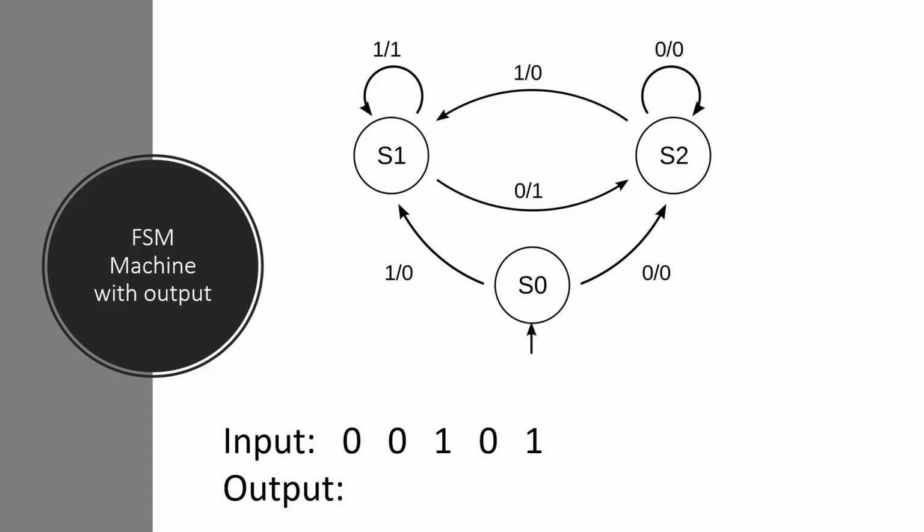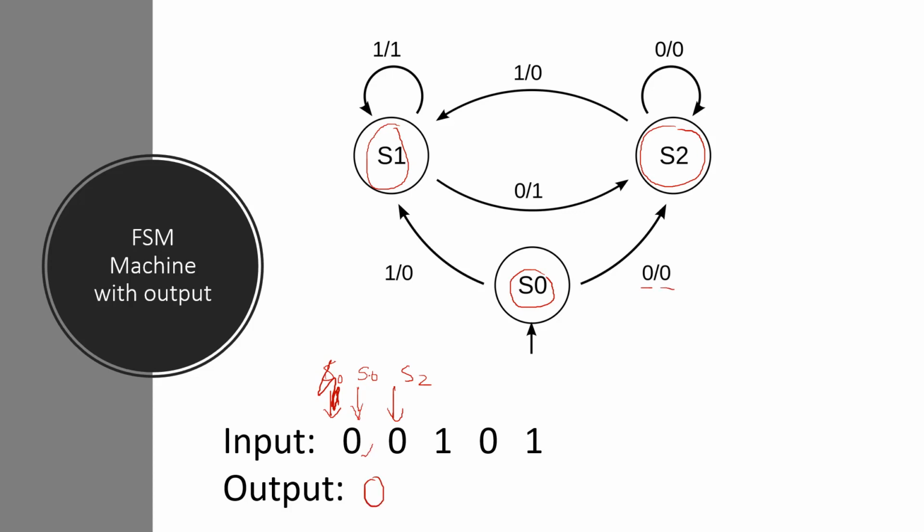Let's take a look at a simple example of a machine. Let's suppose that S0 is the initial state, and either S1 or S2 can be a final state. You can have more than one state be a final state. So let's start with this input. Initially when you start, you're in S0. When you're in S0 and you see a 0, you're going to go to S2. So if you're in S0 and you see a 0, you go to S2 and output a 0.